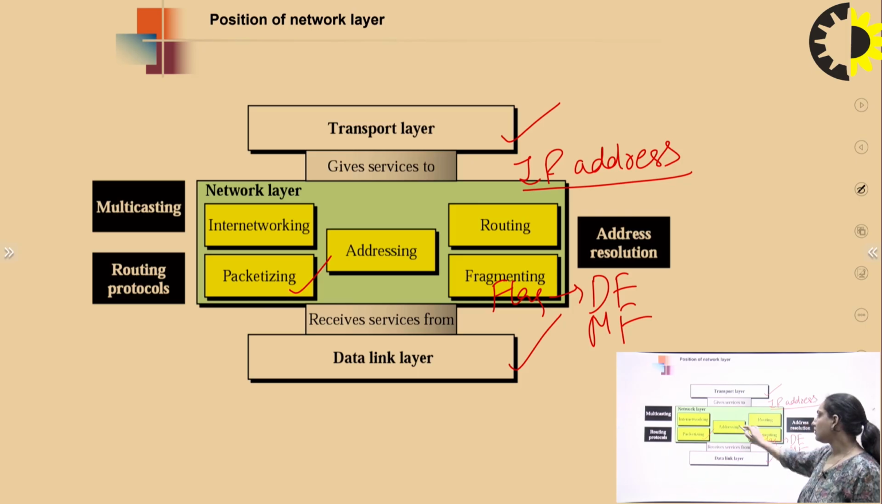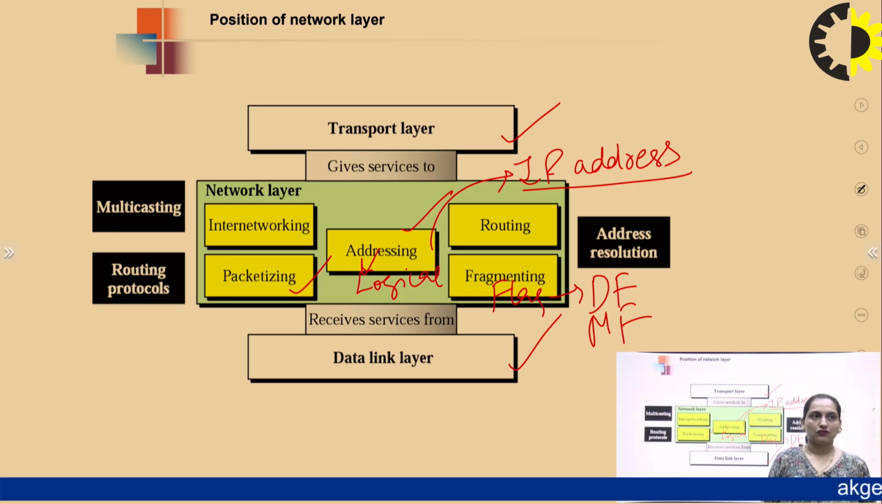What addressing do we use? We use logical addressing, which is the IP address. When our data has to be transferred from the source to the destination, the data must have a source address and a destination address, and that has to be mentioned in the addressing mode. Then we also have routing algorithms and packetization. All these things we will see in the network layer.